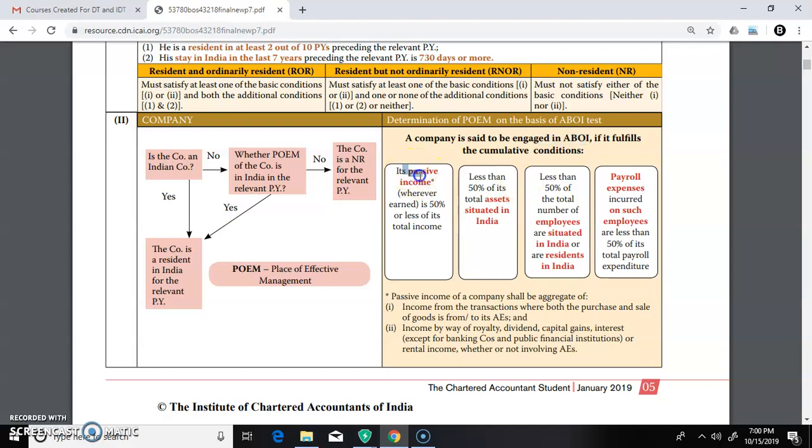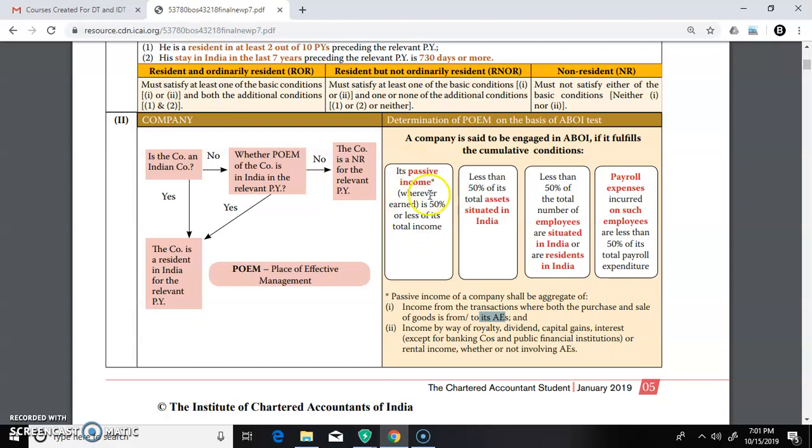The first condition is with regard to passive income, next is with regard to assets, next is with regard to employees, and next is with regard to payroll expenses. What is passive income? It is just the opposite of active income. It is income from transactions where both the purchase and sale are with its associated enterprises, the aggregate of income from purchase and sale with the AEs, and income by way of royalty, dividend, capital gain, interest or rental income, whether or not involving associated enterprises.